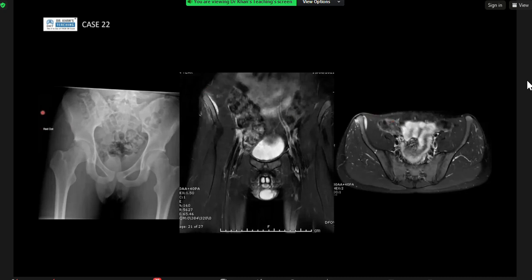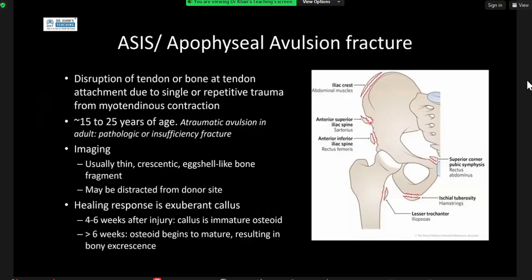But then seeing the X-ray is very reassuring, and of course seeing the axial showing that cortical disruption, so that's your cortex and it's kind of fallen off, with hematoma and callus formation and healing. It can be due to a single or repetitive trauma, a disruption of the tendon or bone, often in 15 to 25 year olds, sports persons. But in an adult, if you get an avulsion fracture, often in the lesser trochanter, you're thinking of something like a pathologic or insufficiency fracture. So I think that's the key thing here.